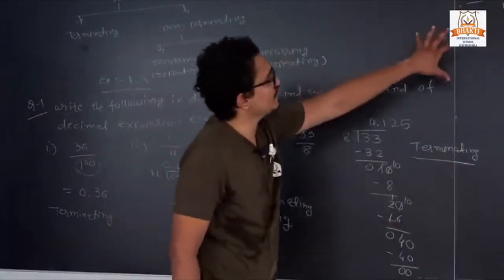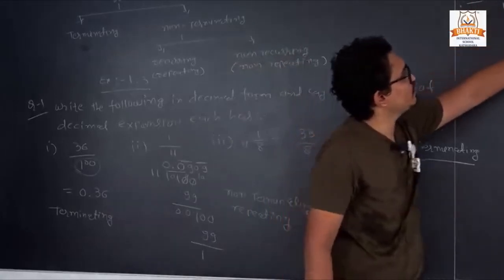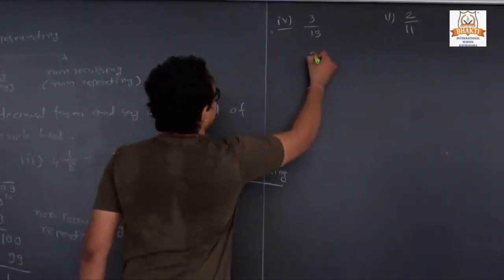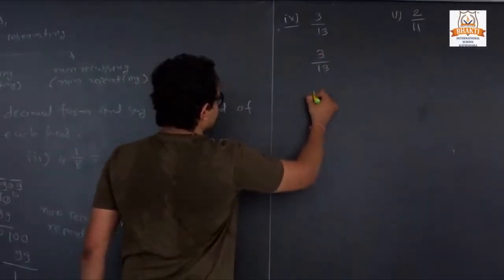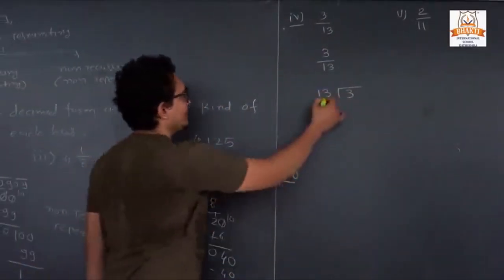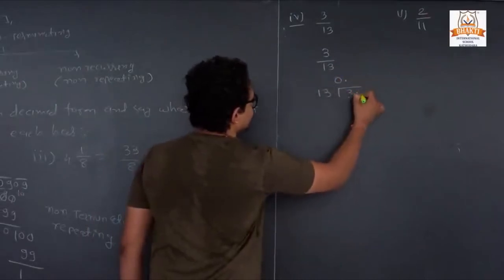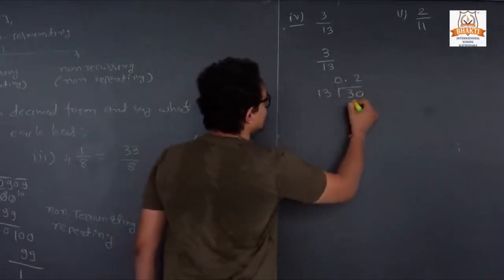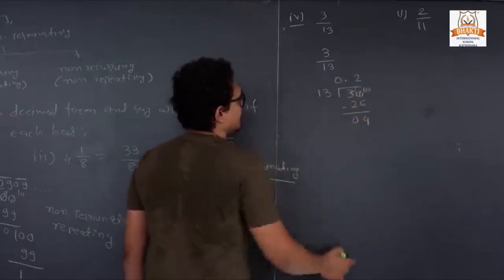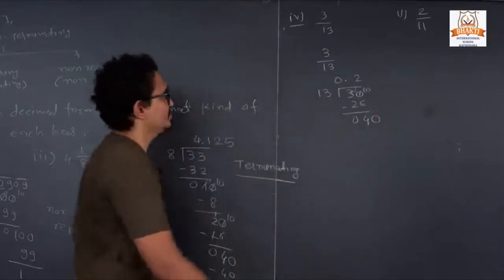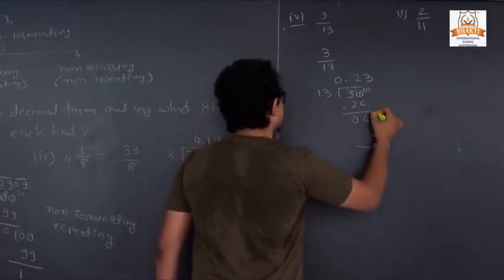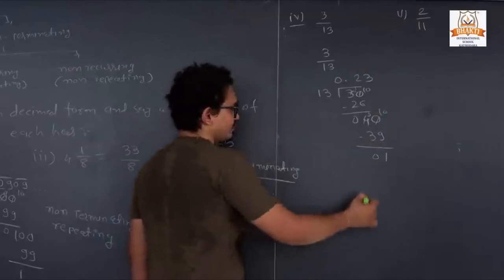Now we have two more examples, 3 upon 13 and 2 upon 11. First we start with 3 upon 13, so 13 divided into 3. First of all we put 0, so it will be 30. Now 13 2s are 26, so it will be 4. Once again we put 0. So 13 3s are 39, so once again we have a 1. Now we put more 0.